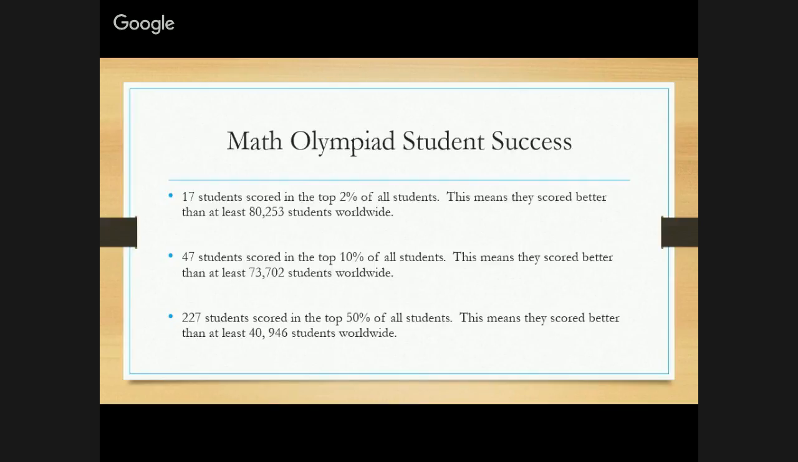And then we had an additional 227 math club students that scored in the top 50% of all the students. That is so impressive. And these are not atypical results. These results happen every year.